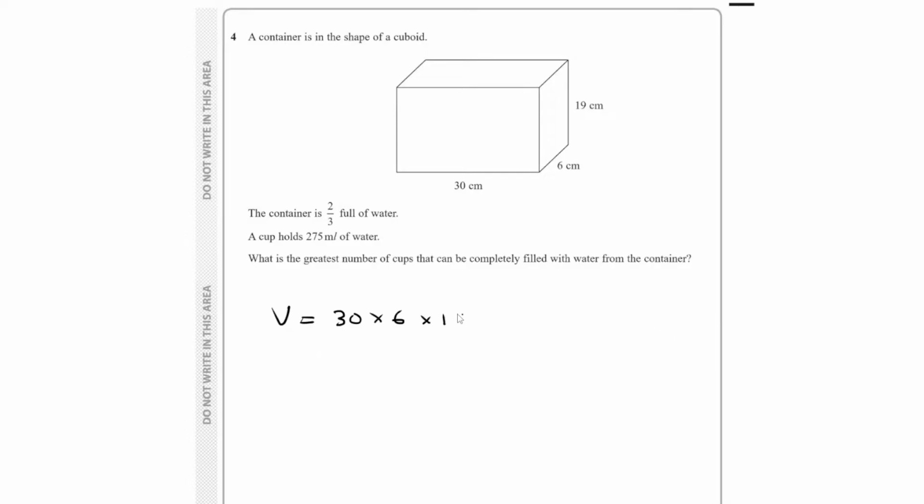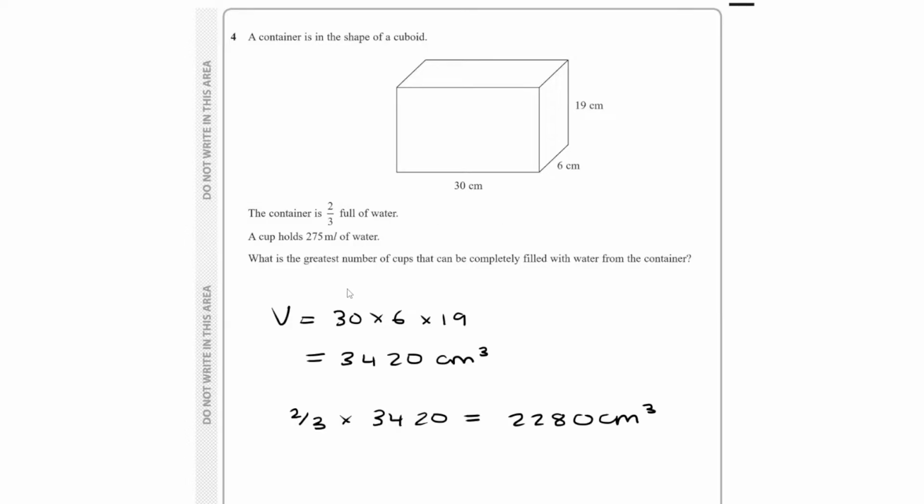30 times 6 times 19, which gives you 3,420. Now, the only thing to remember is that it is only 2/3 full. They've added that in because I feel like it's quite easy to forget that. So 2/3 we want of the 3,420, which actually gives you 2,280. So that's actually how much water we have.